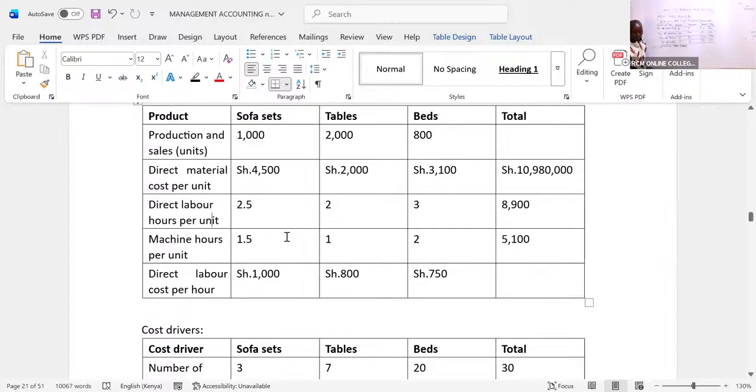Machine hours, I can see 1 per unit. This word here, per unit. So I can see 1 times 2,000. The volumes. 1 times 2,000.